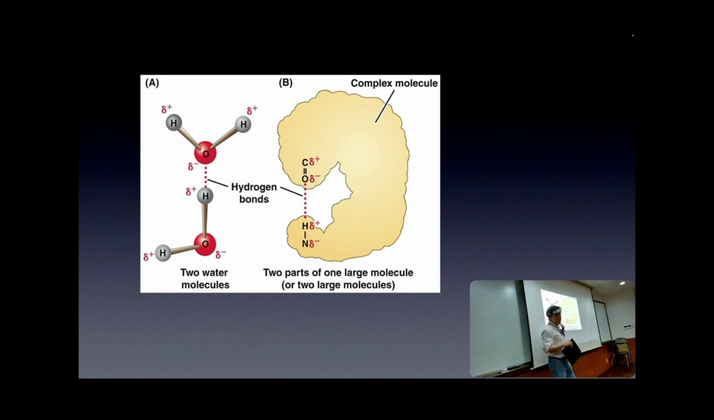One is the ionic bond, right? And the other one is the hydrogen bond. Both of them are very weak bonds, but very important in making up protein structure.